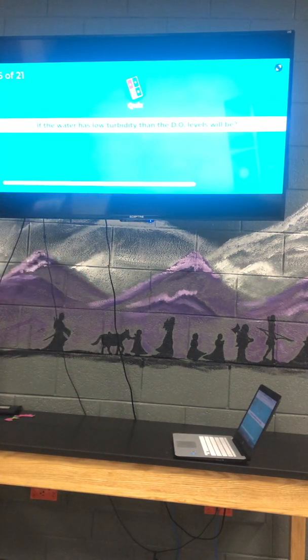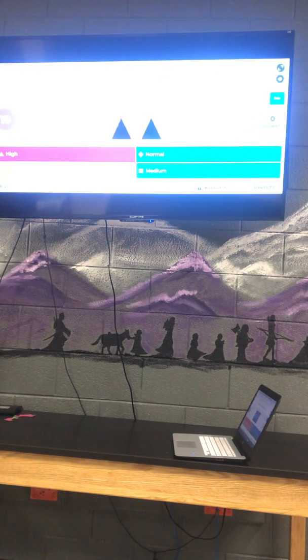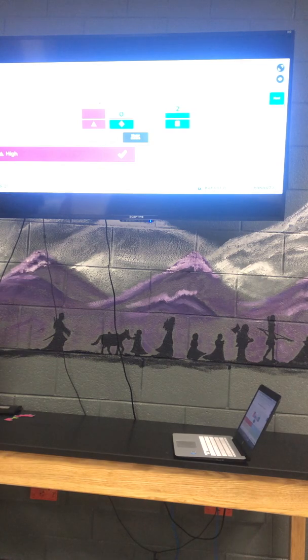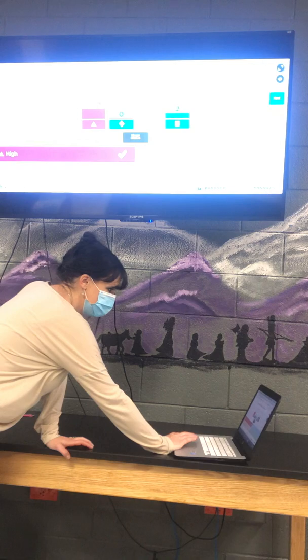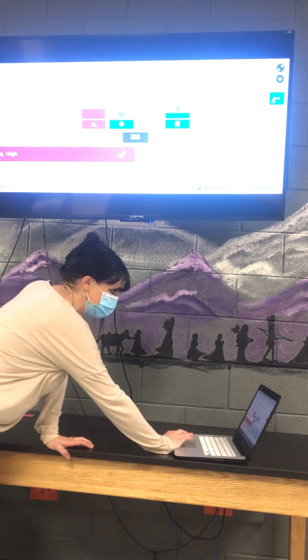If the water has a low turbidity, then the dissolved oxygen levels will be... so turbidity and dissolved oxygen, you're comparing the two. So low turbidity means that it's pretty clear water. So you're going to expect that to have higher water quality, so it would have more dissolved oxygen.